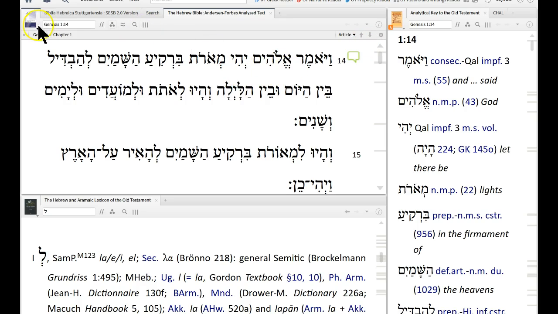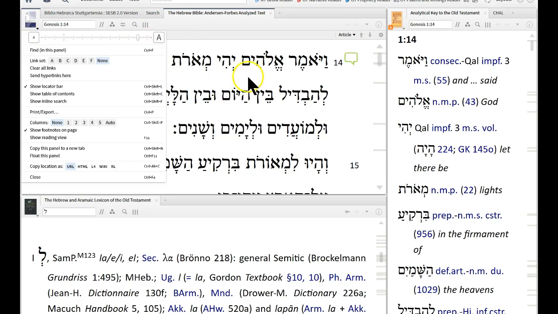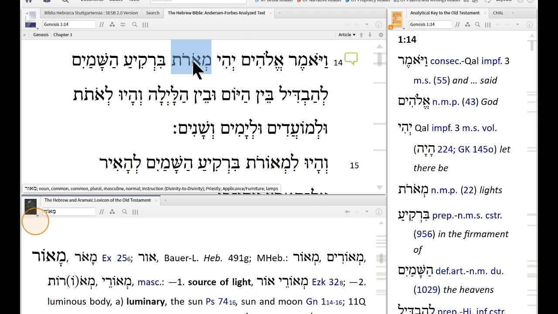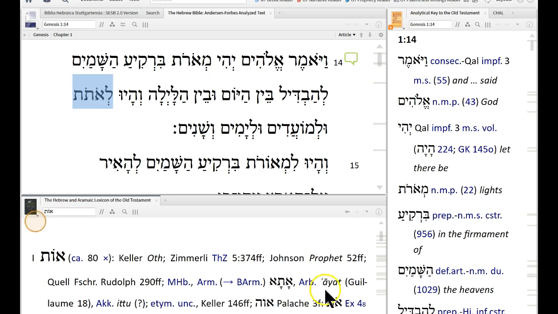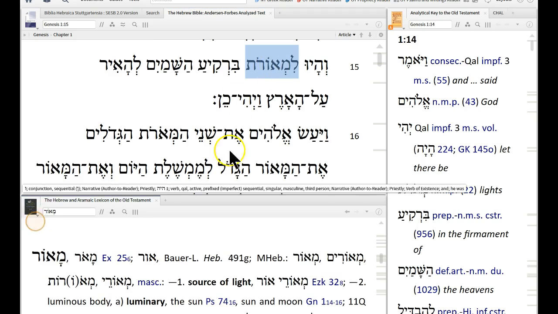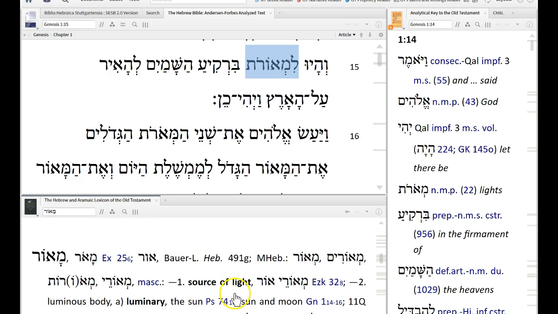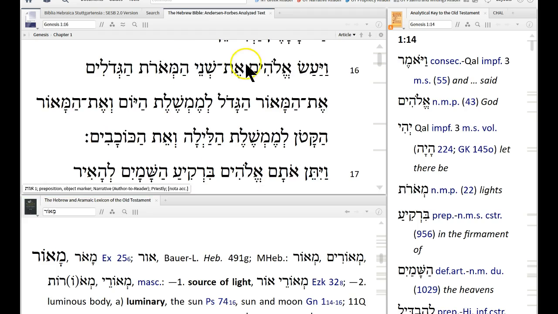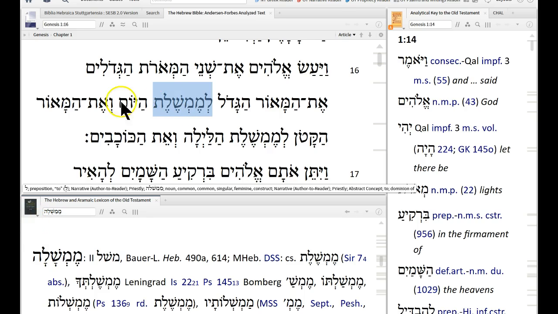For some reason, my BHS isn't looking up the roots in Logos, and I don't know why that is. But the AFAT will let there be luminaries. Let them be for signs. Verse 15. Let them be for sources of light, luminaries in the Rakia of the heavens on the earth. And it was so. God made the two lights. What kind of lights were they? The two big lights.